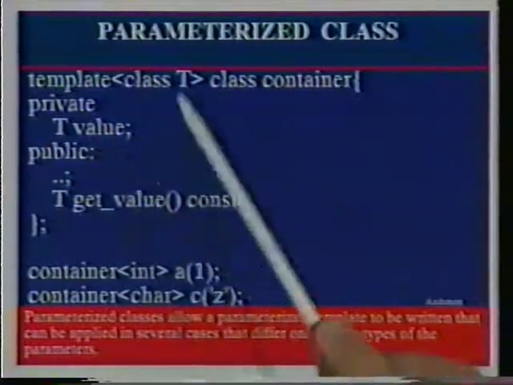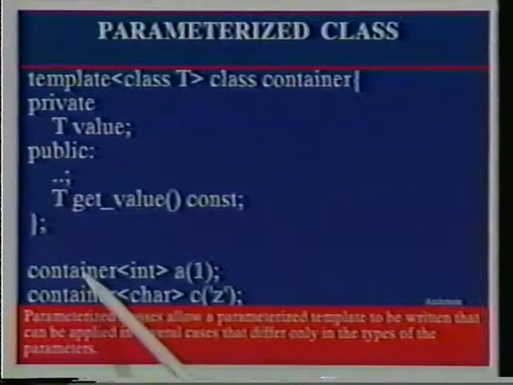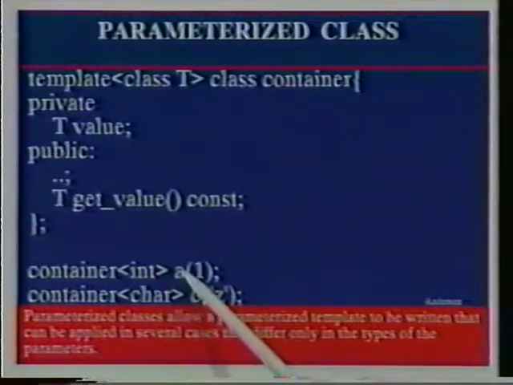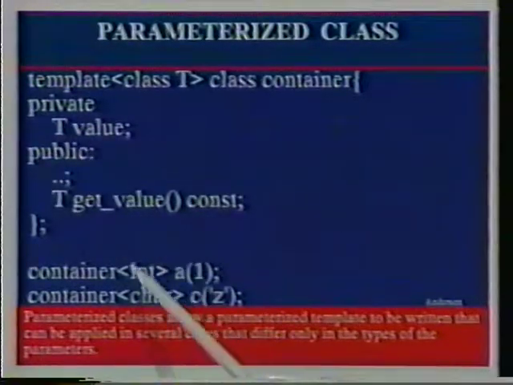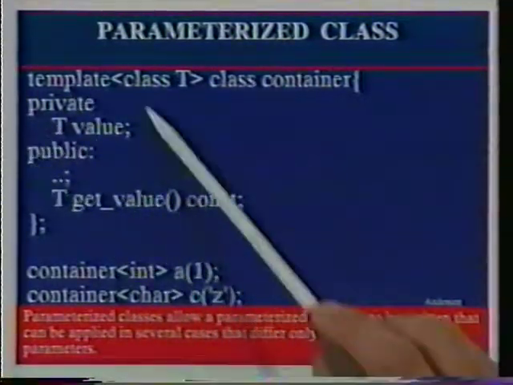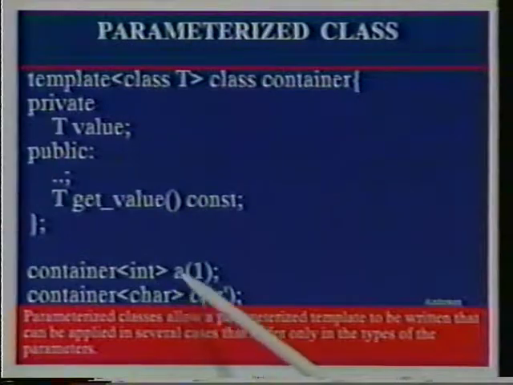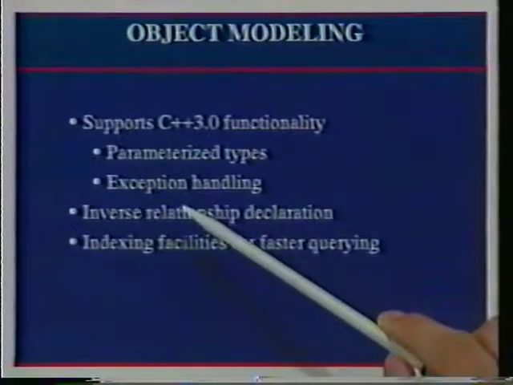Now what happens with this container class is that depending on the type here, for example, I can declare this particular variable A as of the type container with integers. So T will take integer. Similarly, if I declare it as car, T will take the type car. So this is a very useful thing. You can develop some generic classes, and then you can instantiate during runtime with specific types in there. C++ 3.0 supports that functionality, and Object Store also supports it.